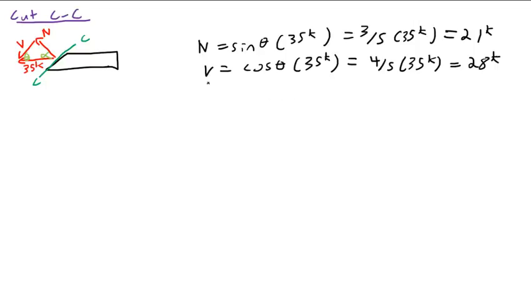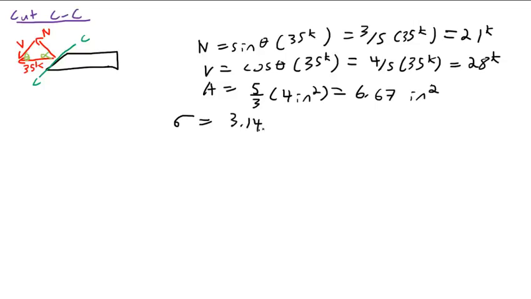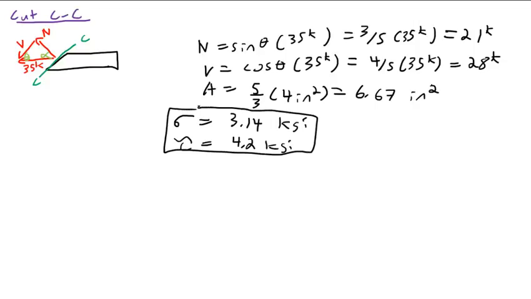And the area is now a different area this time. 5/3 times 4 inches squared is 6.67 square inches. And if you divide these by each other, you will get that the sigma is equal to 3.14 ksi, and the tau is equal to 4.2 ksi. Notice, it's the same tau as before. There's only one shear stress present at a point.